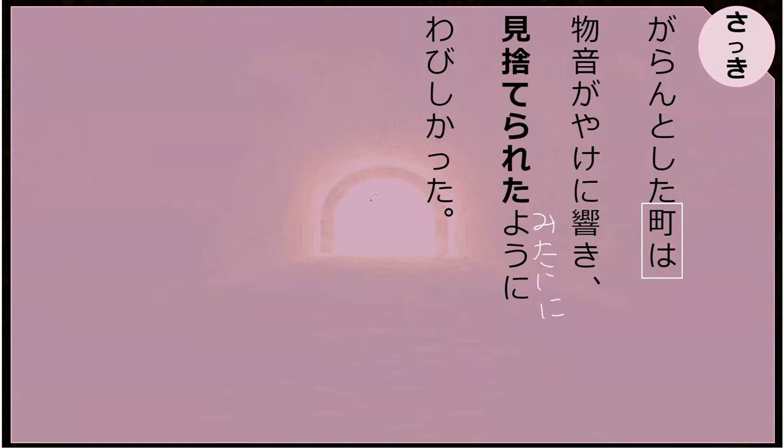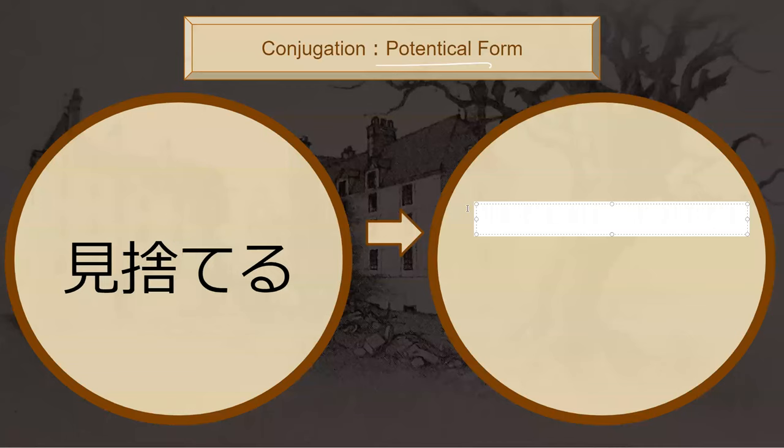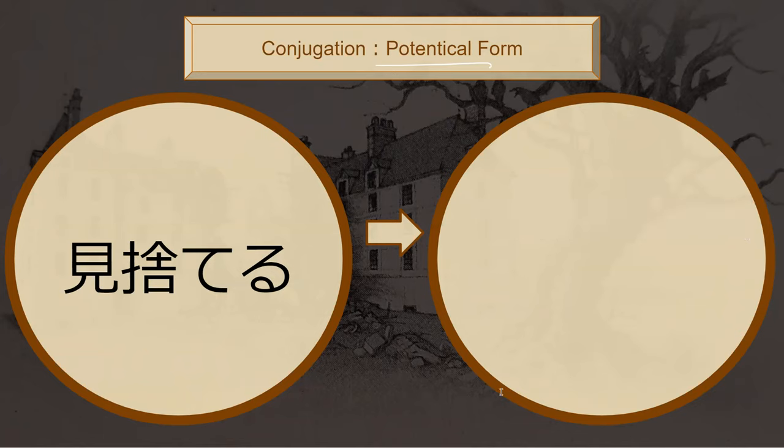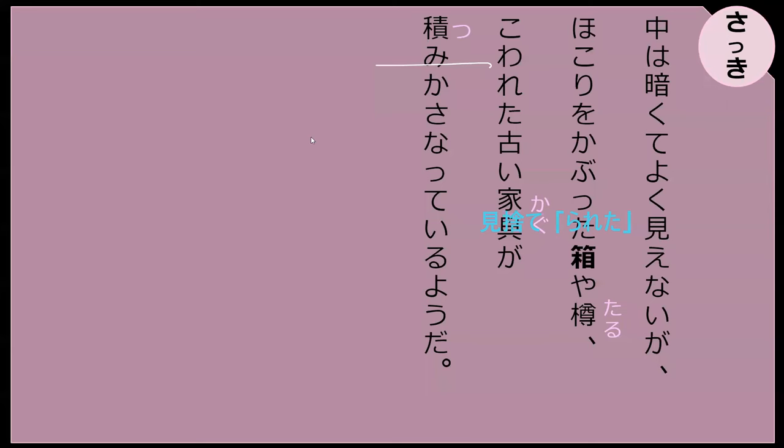What is the potential form of misuteru? Misuterareta. Oh, potential. You're correct. Misuteru is a do verb, so passive verb and potential form is the same for do verbs. Misuterareru. Right, it's not misuteeru. Too many t's. Too many t's in the kitchen.